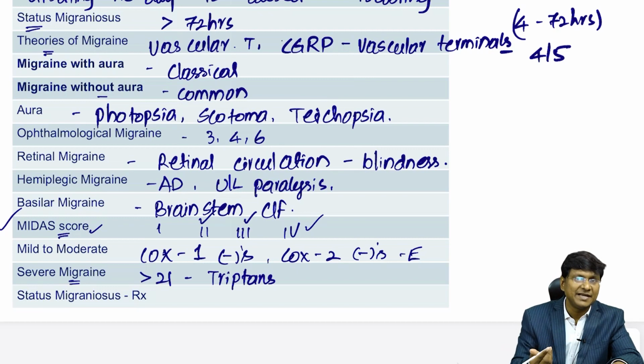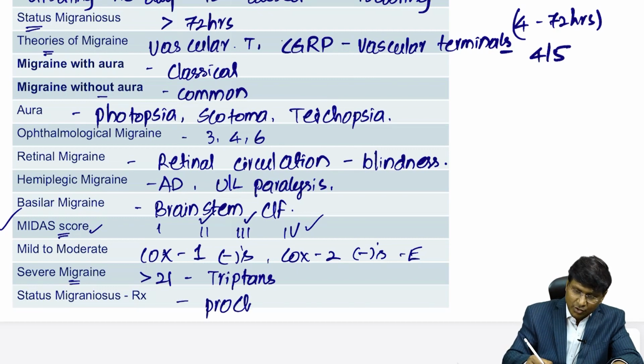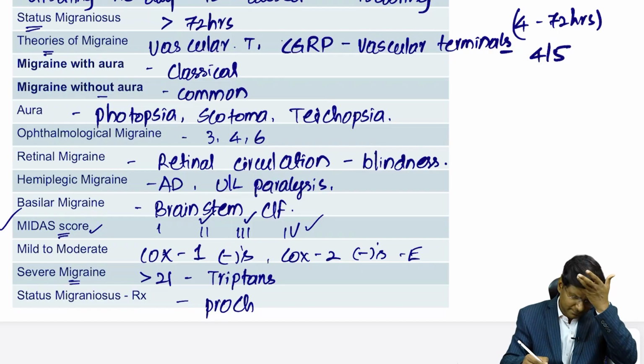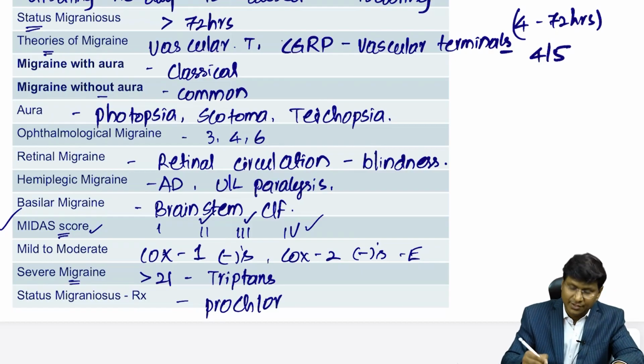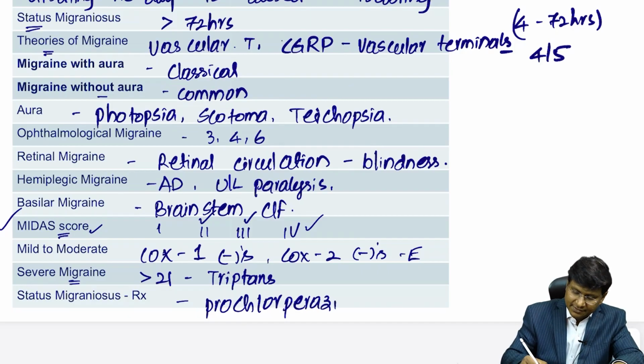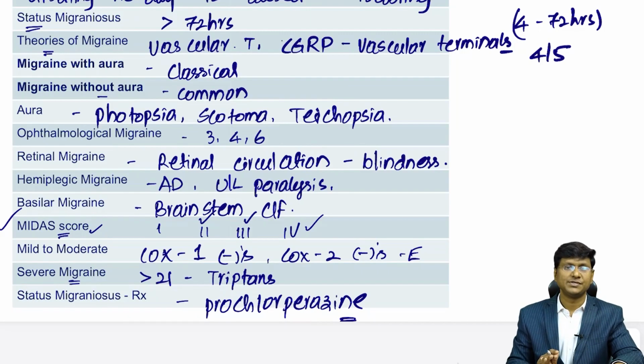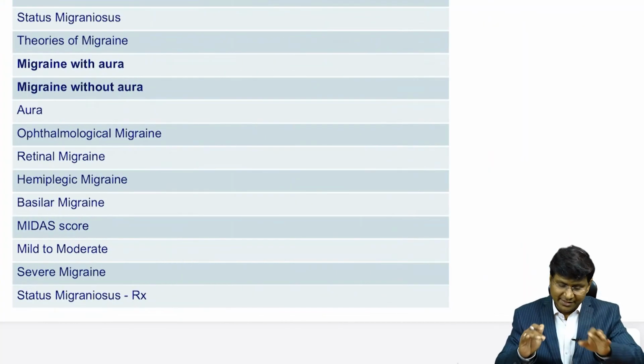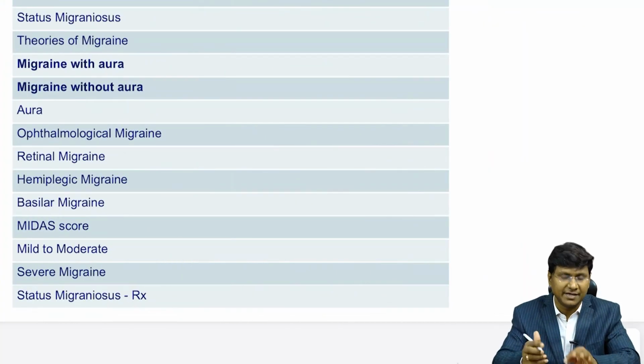Next, for status migrainosus, what is the drug of choice? For status migrainosus, the drug of choice will be prochlorperazine, right? So that will be the drug of choice. Okay. Then you need to know the drugs that are given as prophylaxis for migraine.